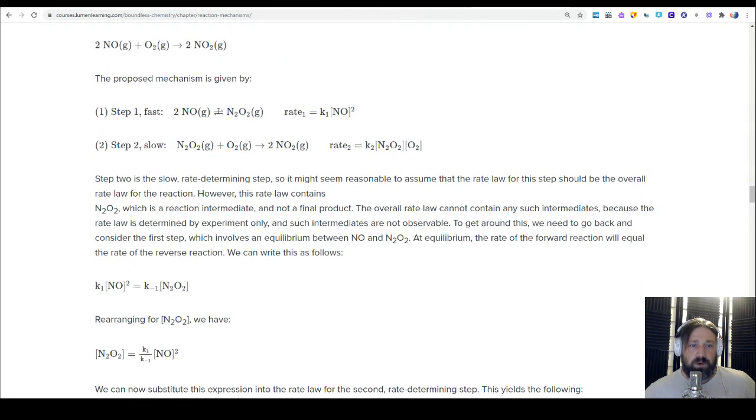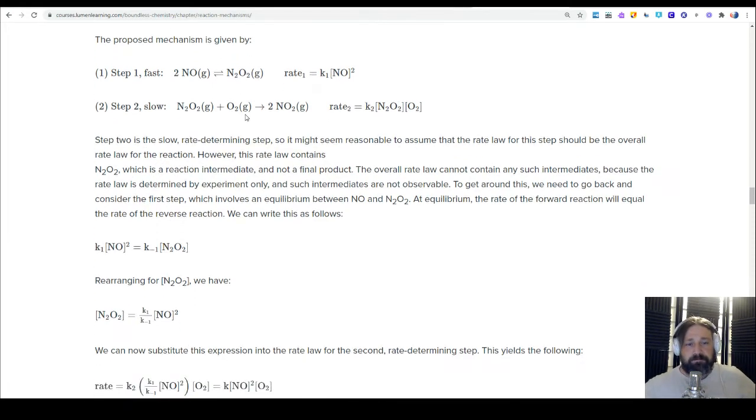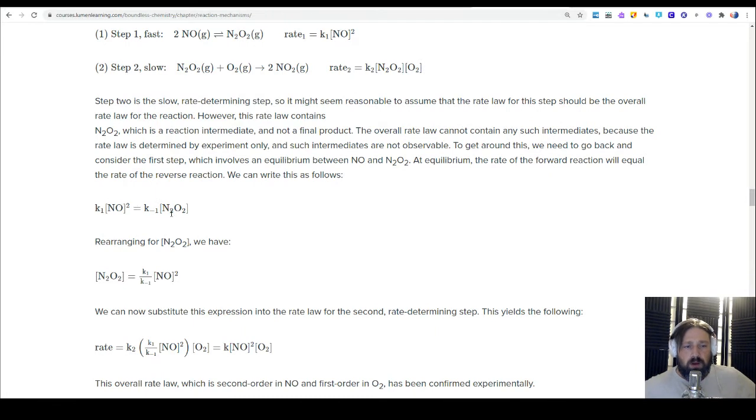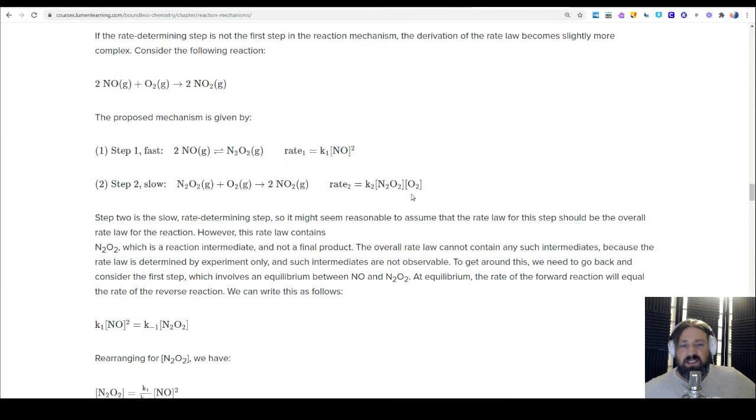This is a reversible reaction. We'll talk more about that when we get to equilibriums. But we can just rearrange this to this rate law. The concentration of N2O2 equals these rate constants times the concentration of nitrogen dioxide to the second. Essentially, this is what we're doing.